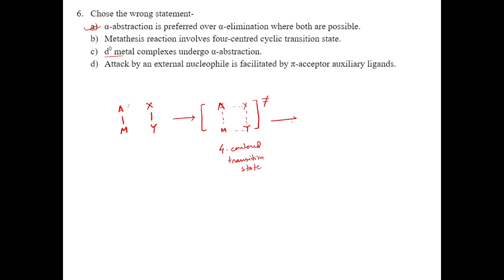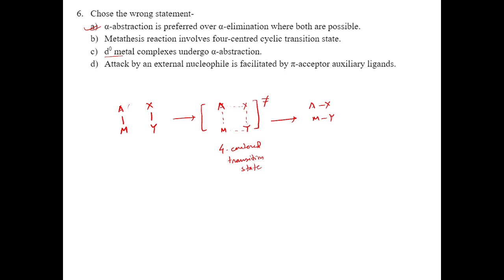And after that you will get your compound, that is AX, and that type of metathesis reaction can happen. And in the last one, the attack by an external nucleophile is facilitated by the pi acceptor auxiliary ligand.